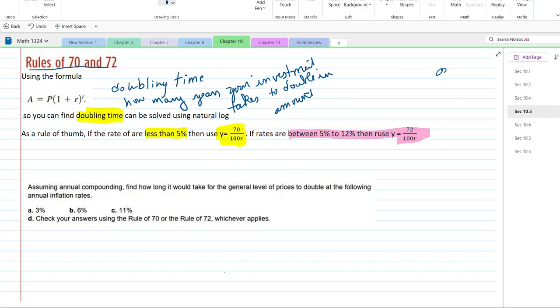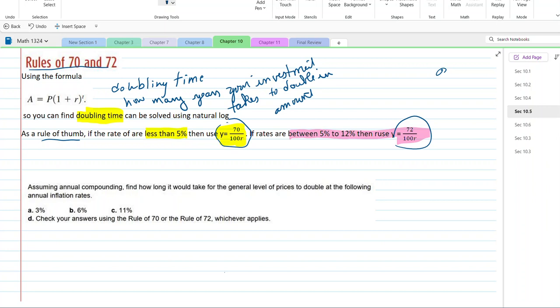And in doubling time, we can also use something less precise, a rule of thumb. If the rate is less than 5%, we use y equals 70 divided by 100 times the rate. Or if it's between 5 and 12%, we use 72 divided by 100R.